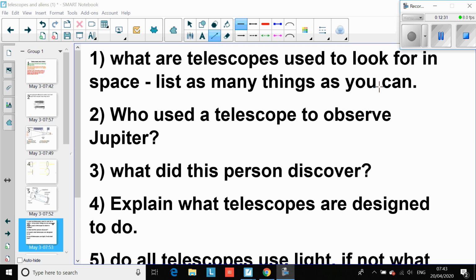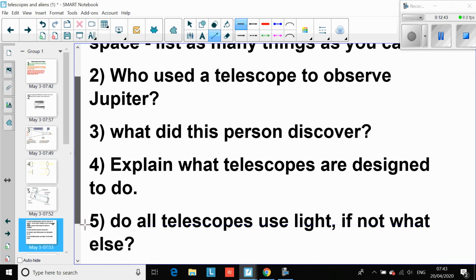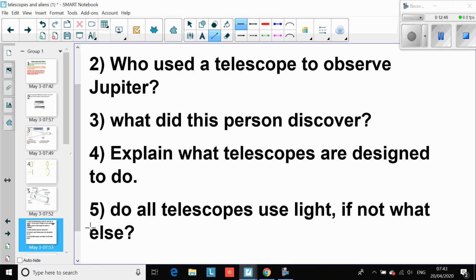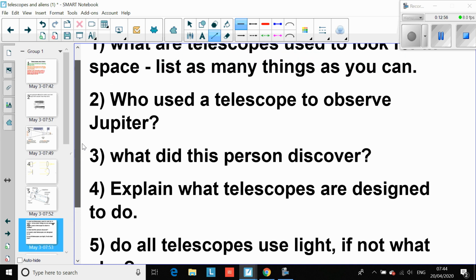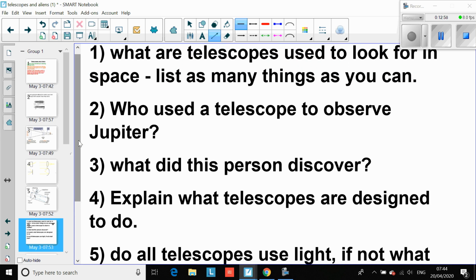Explain what telescopes are designed to do. You've sort of covered that already, so maybe just a very brief explanation of that. And then finally, do all telescopes use light? If not, what else do they use or look at in the sky? Okay, so these are your 5 questions. So please write down these 5 questions now. Okay, and then try and answer them as best you can. Maybe leave a few lines in your book to make sure that you can actually do that. Okay, once again, pause the video. Have a go at that now, please.